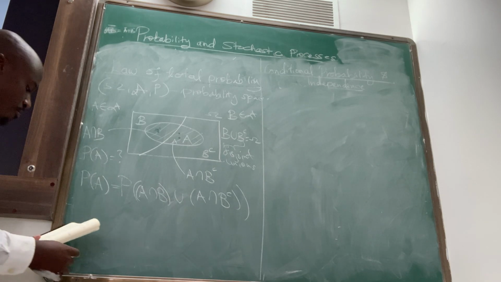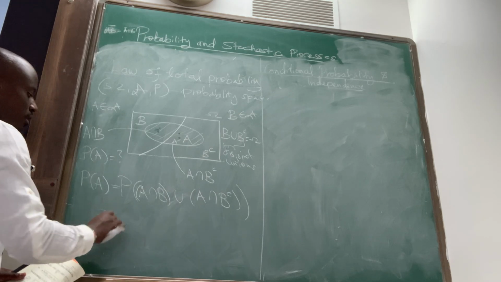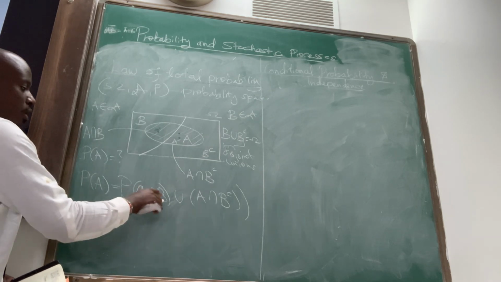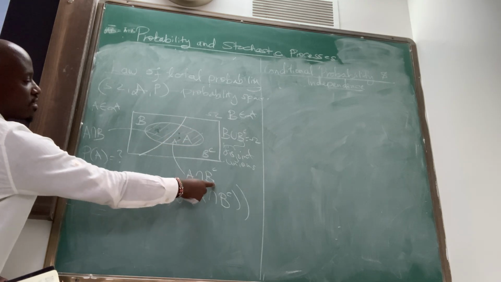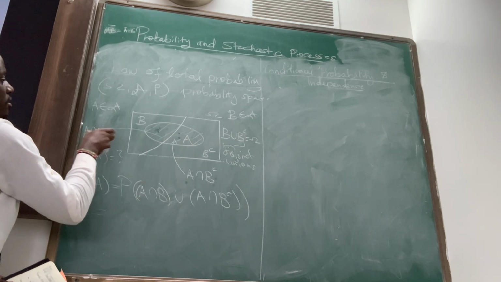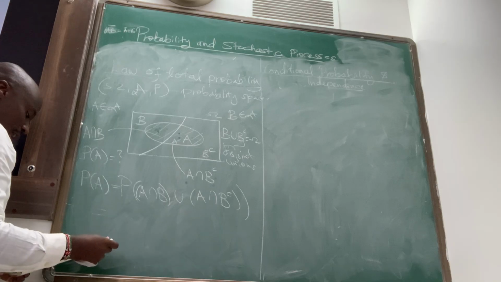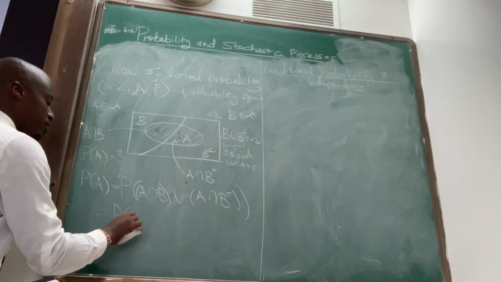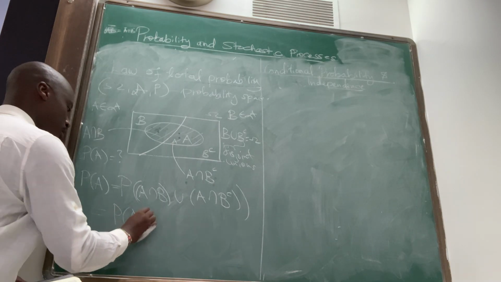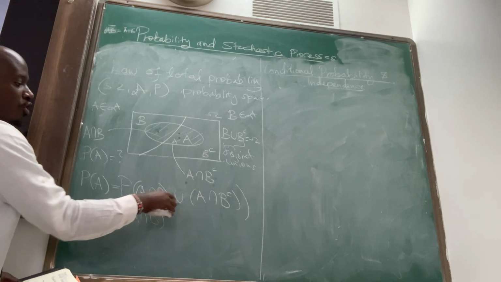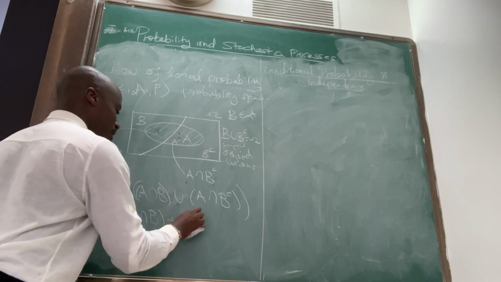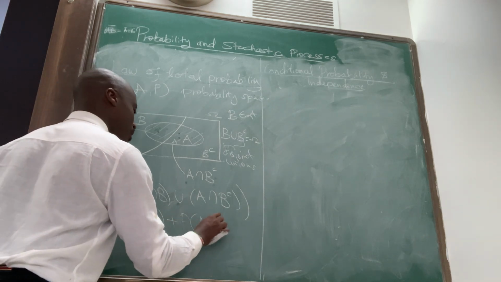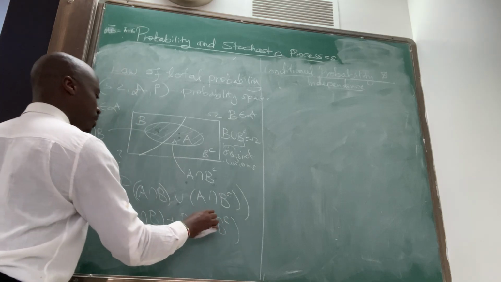So because I'm taking the union of this event and this event, and we've said that one is A intersection B complement and this is A intersection B, that gives me probability of A intersection B, because there is a union, and by the additivity property we just add, plus probability of A intersection B complement.